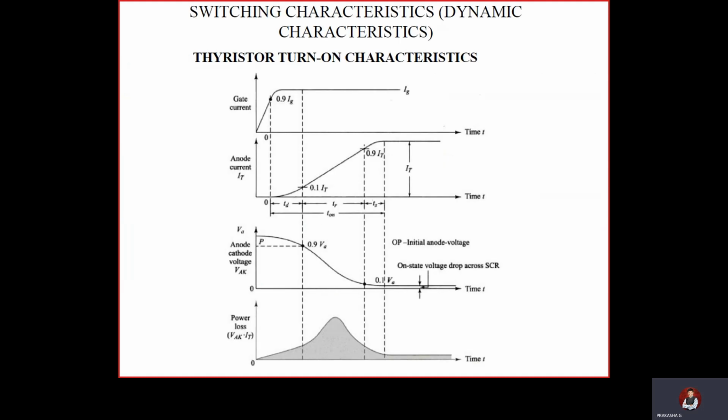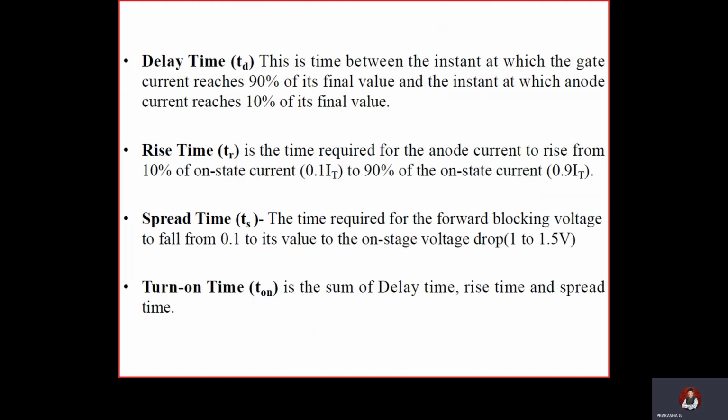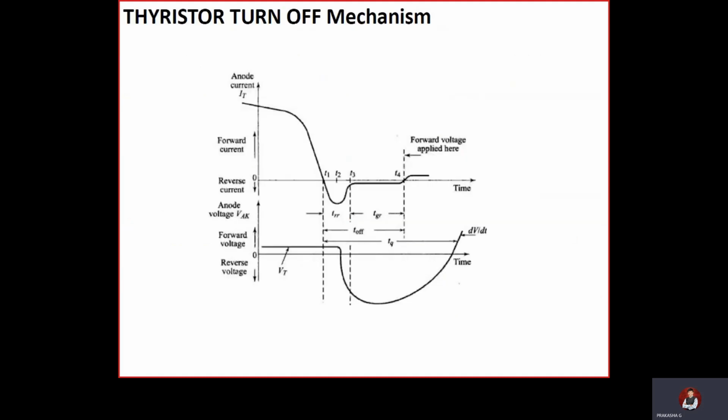Turn on characteristics of a thyristor. Mechanism. There is a turn off. This we know already; we have done this in the lab also. How exactly it is going to be: forward current, reverse current, anode voltage.